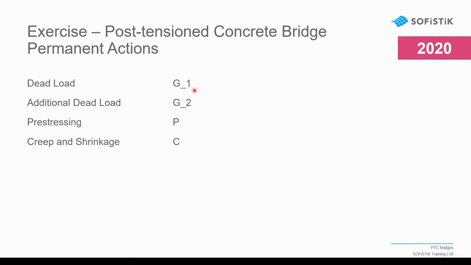Action called G_1 stands for that. The additional dead load on the structure, such as the surface load or the surfacing, will be assigned to Action_G2. The actions from the pre-stressing will be assigned to action P, and the actions from the creep and shrinkage effects will be assigned to action C. These actions are very, very important for us. These actions are called permanent actions, and please try to remember the first letter of these actions, because later on we are going to refer to these letters like GPC actions. G, P, and C actions.